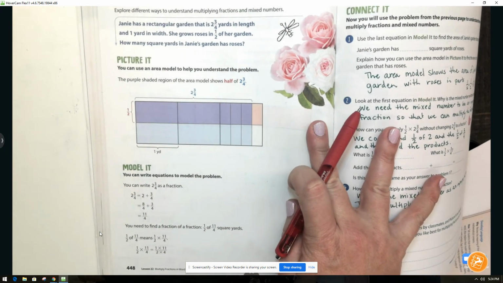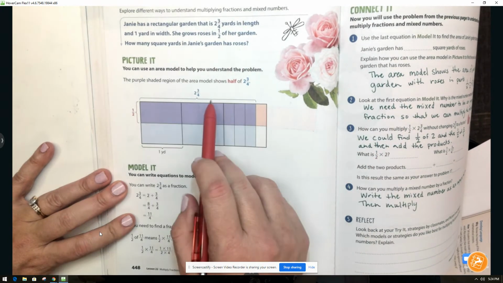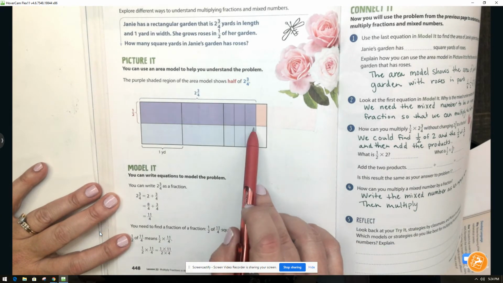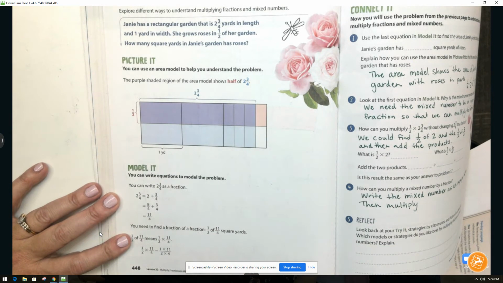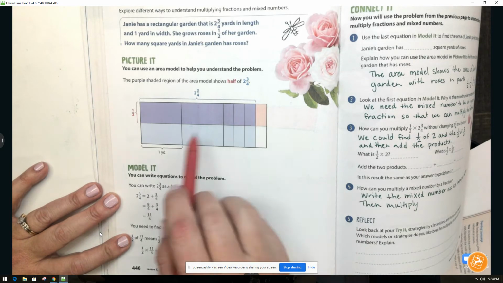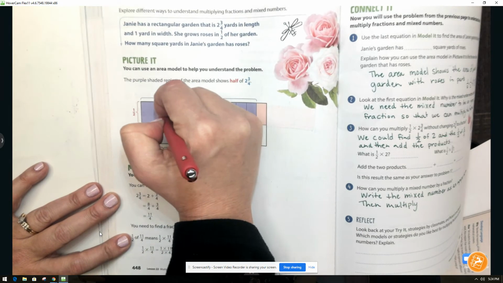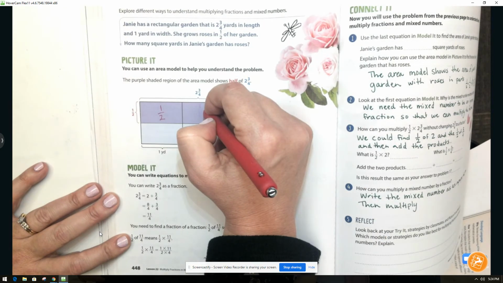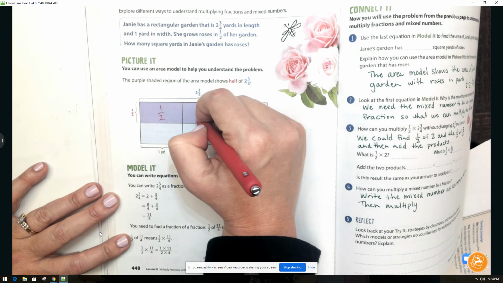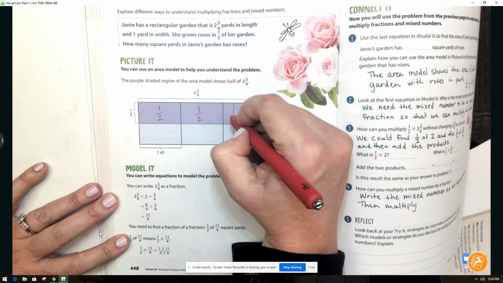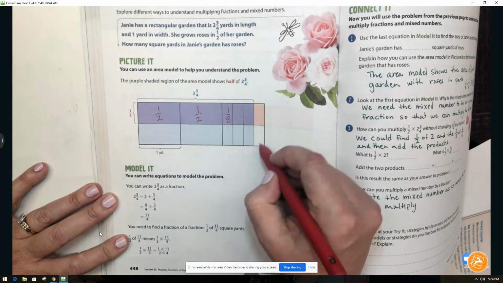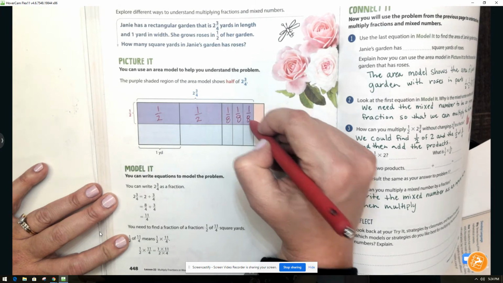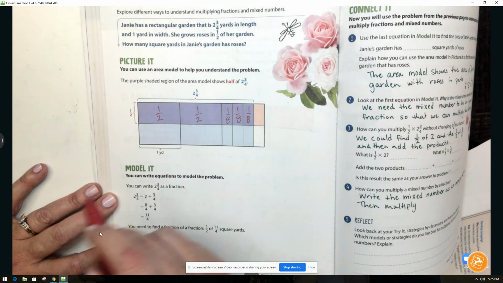All right, on page 448, we see the area model that we drew. It looks almost exactly the same. They even left that part on the end, which I decided to tack back on at the end. As you can see here, this is 1/2 of a whole. This is 1/2 of another whole. And then this is 1/8 of this whole, 1/8 of this whole, and 1/8 of that whole.